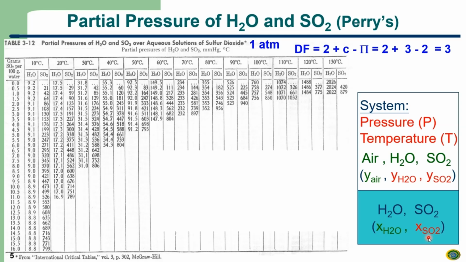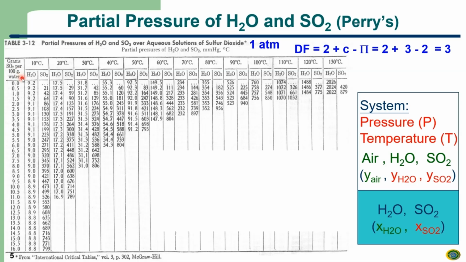Okay, so how can we determine this? For example, this table is for 1 atm only. It's not for 2 or 0.5. This table is only for 1 atm, so pressure is fixed, and up here is the temperature, from 10, 20, 30, 40 to 120, 130. And what is this? The gram SO2 per 100 gram water.